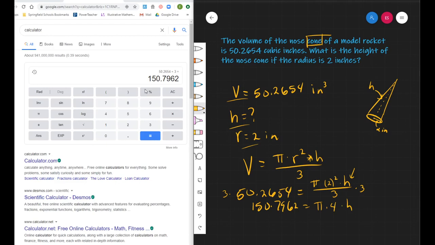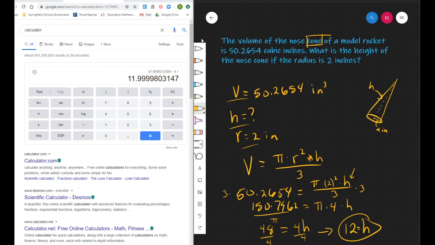So now we need to unmultiply these things. So I'm going to divide this guy by pi. 150.7962, we're going to divide that by pi, and that gives us really close to 48. I'm going to call it 48 because 47.999 and some other stuff. So 48 equals 4 times our height, and then we're going to divide both sides by 4. That means that 48 divided by 4 gives us a number that's even closer to the number 12. So 12 is the height of our cone.